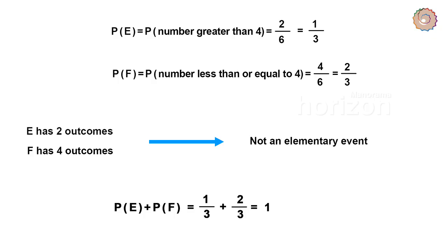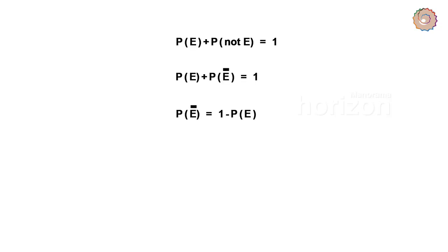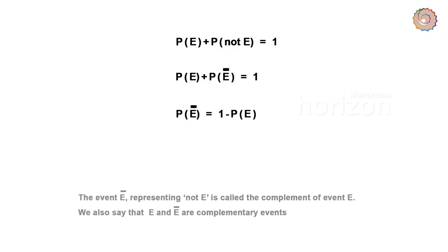Note that getting a number not greater than 4 is the same as getting a number less than or equal to 4 and vice versa. Here, F can be denoted as not E, which is basically the complement of E. So, the probability of the event E plus the probability of not E, or complement of E, is equal to 1. This event, representing not E, is called the complement of the event E. Therefore, E and not E are complementary events.